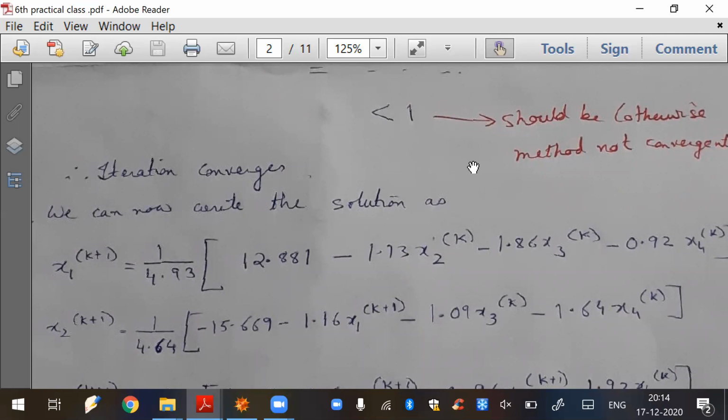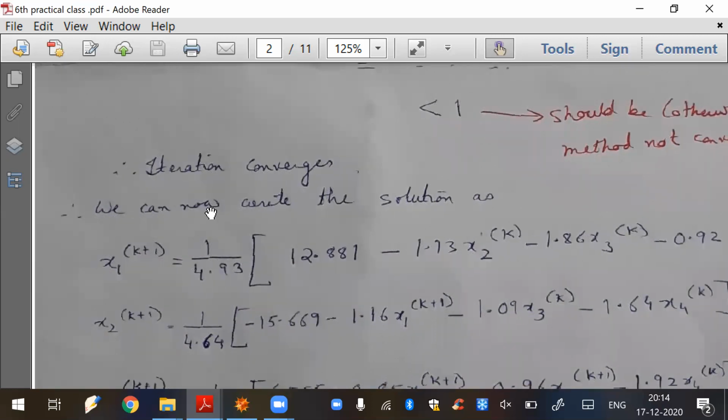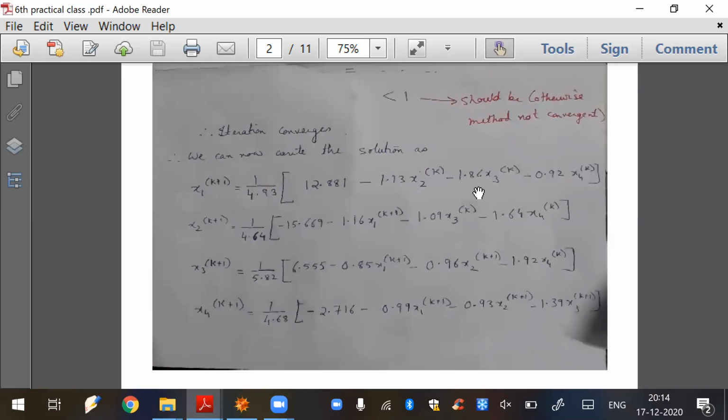Now the method itself, we can now write the solution as, please see what we are writing in the solution part: x1, k plus 1. We already know how to read this term now. This is the first variable at the k plus 1th step iteration. That means at the k plus 1th step iteration, what is the value of the variable x1? Similarly for x2, x3 and x4.